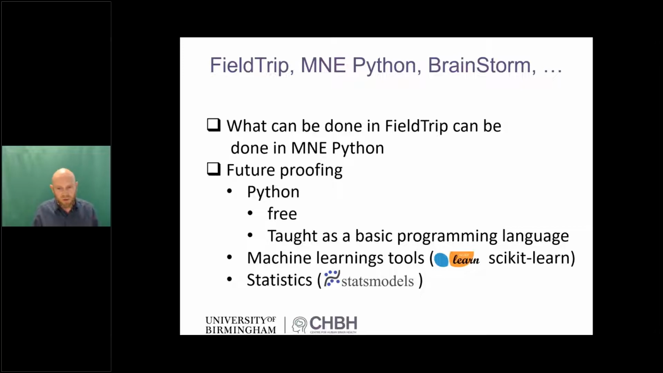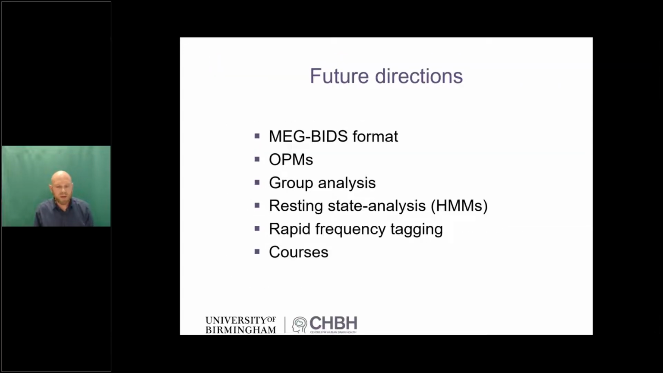Furthermore, as I mentioned before, MNE-Python makes use of the scikit-learn toolbox, a very powerful machine learning toolbox, allowing us to use multivariate analysis. There's also a powerful statsmodels module that replicates many of the statistical functions in R. But nevertheless, of course, it's a personal preference what toolbox to choose, also depending on what programming language you're most comfortable with. So a few words on the future directions.